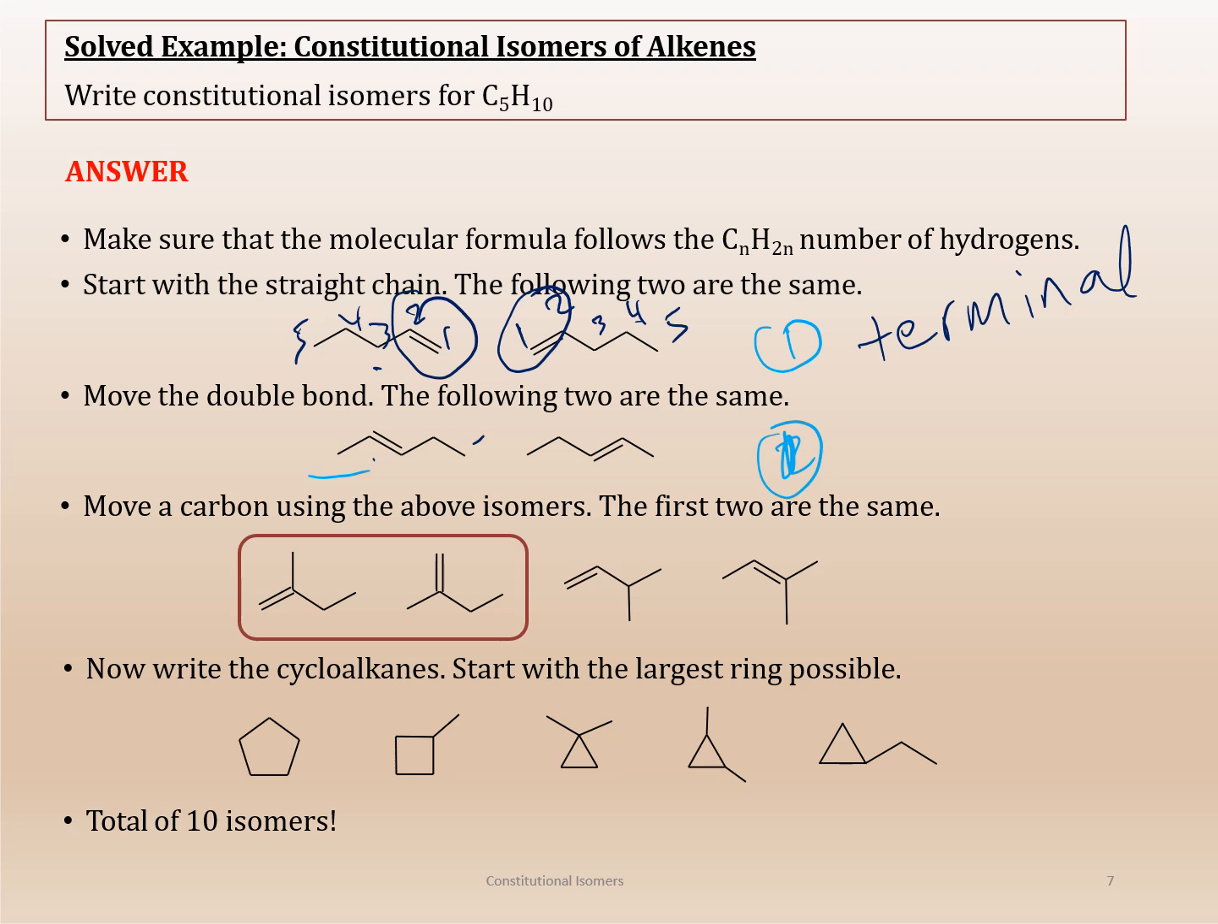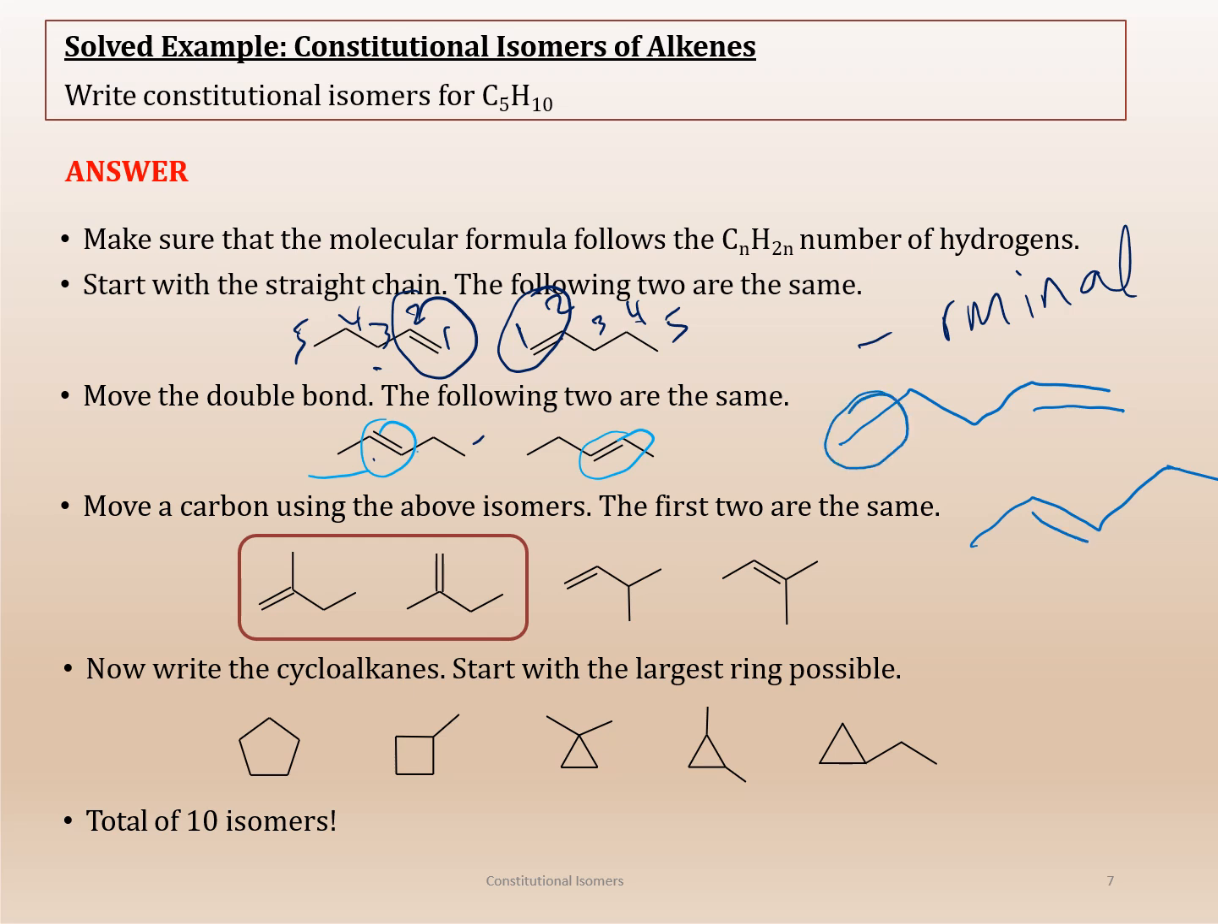Now we can move a carbon, because we can't move the double bond anymore. If I were to take this and move it down here, which is what I did here, it's the same thing as the first one. So no point moving that. I'm not going to write that one. Now I'm going to move a carbon. So moving the carbon, now I have two isomers over here. I have an isomer which looks like this, and I have an isomer that looks like this.